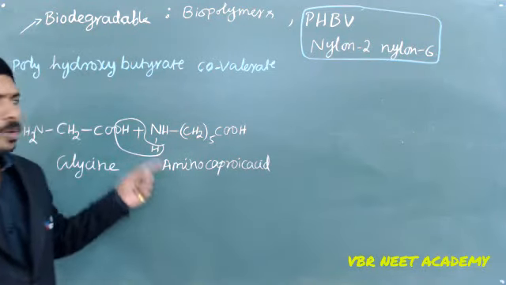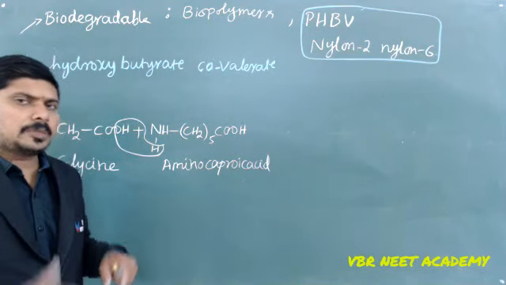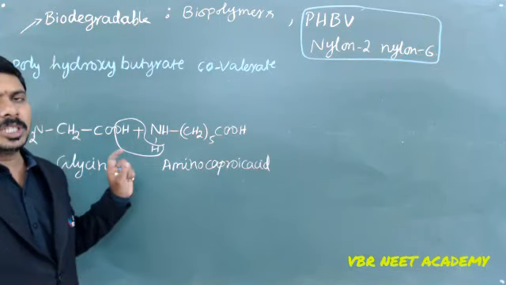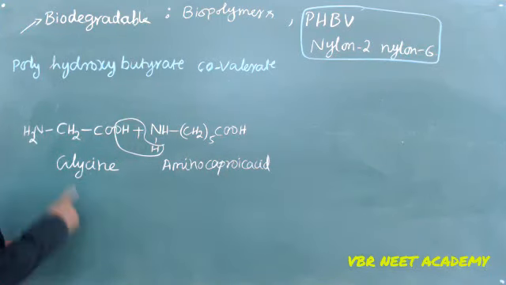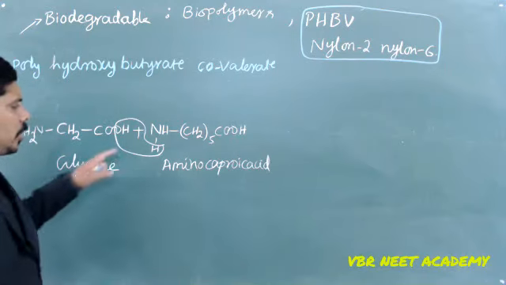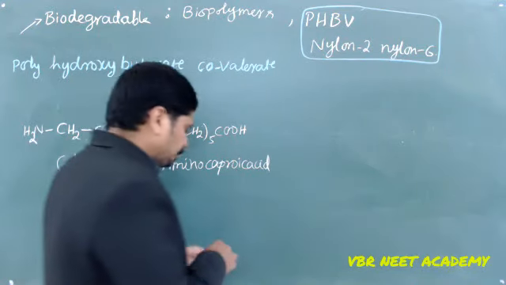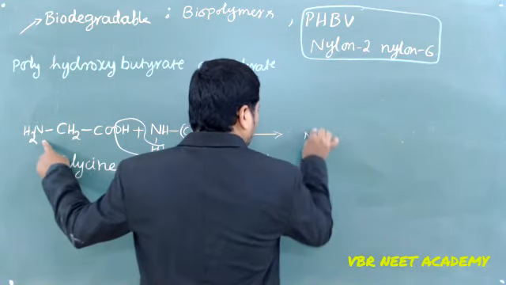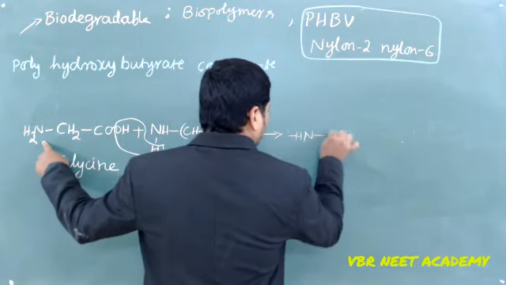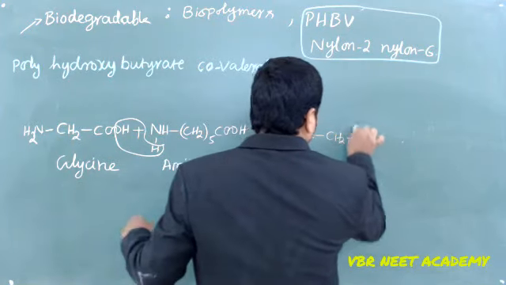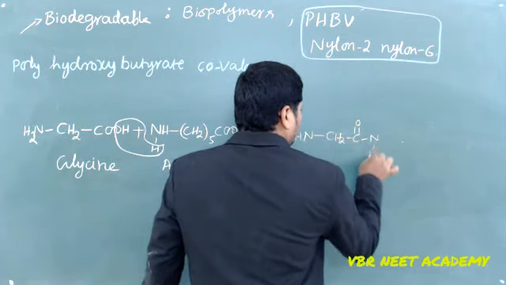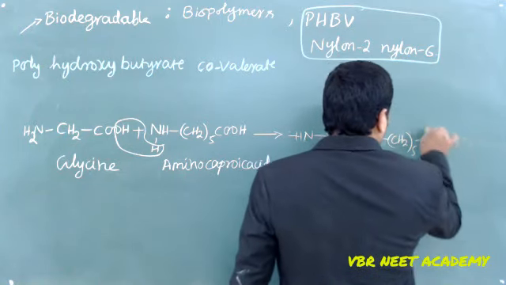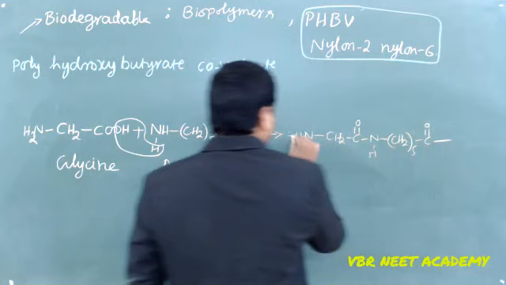Just remember now what is required. Valeric acid means 5-carbon, 4-carbon means butyric, 6-carbon means caproic. These three names you are supposed to remember. Now when glycine and amino caproic acid are going to give condensation polymer, what you are going to get here? This is going to be NH CH2 CO, NH, CH2 5 times CO. Now like this I can make it.